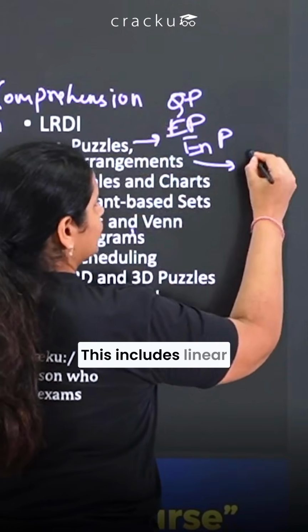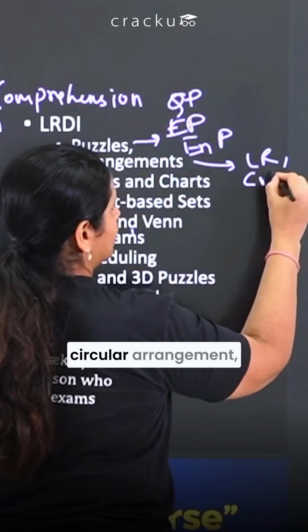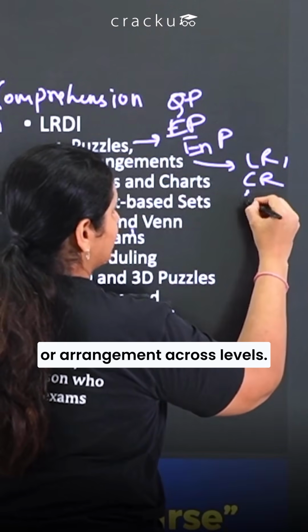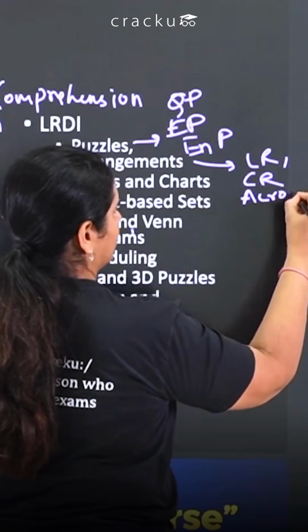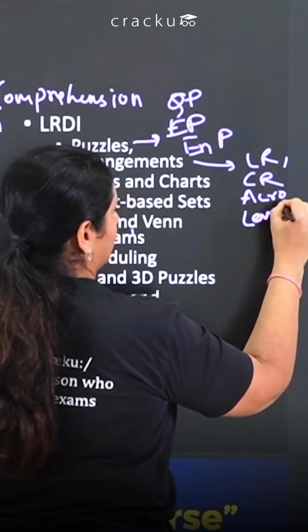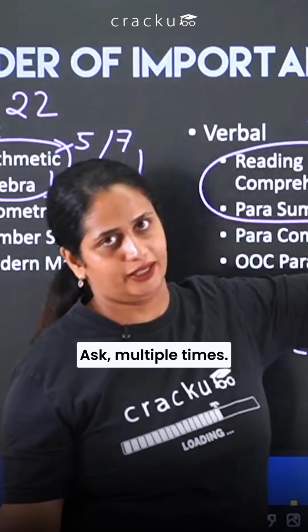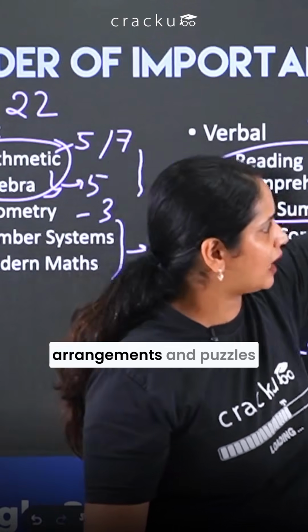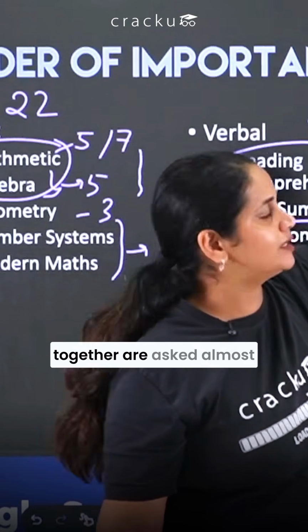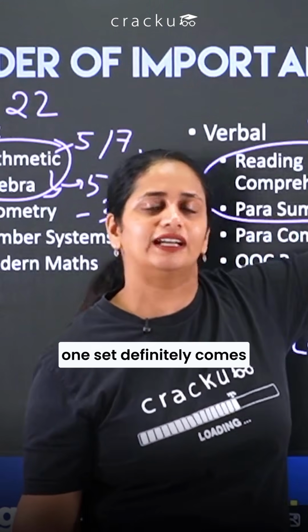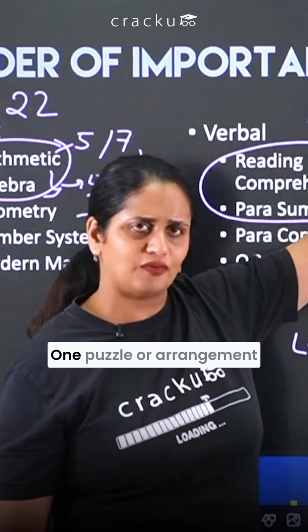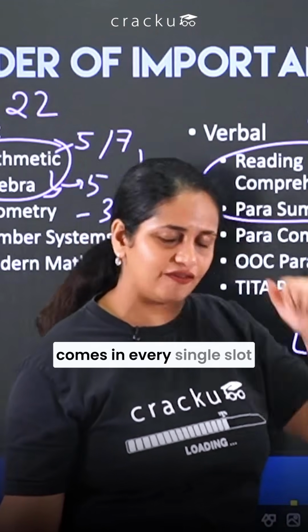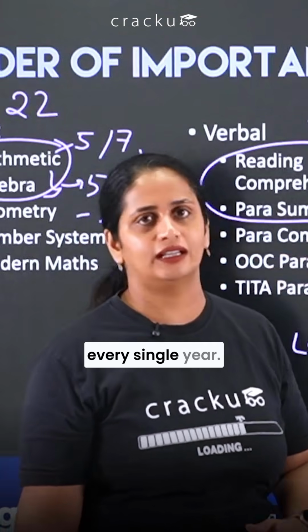Arrangements include linear arrangement, circular arrangement, or arrangement across levels. Asked multiple times. Many times arrangements and puzzles together are asked. Almost one set definitely comes in the actual CAT. One puzzle or arrangement comes in every single slot, every single year.